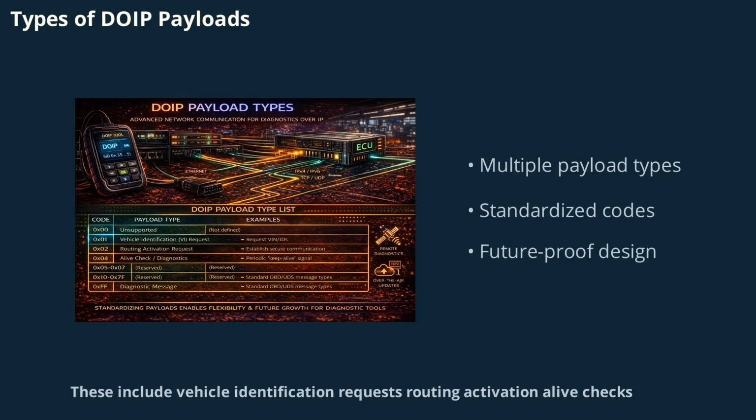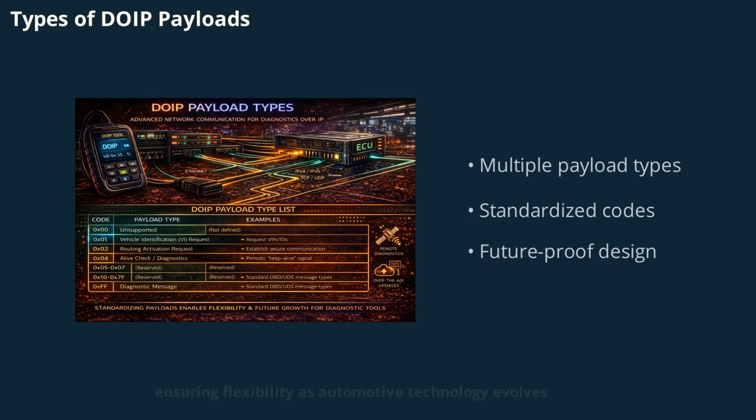DOIP supports a variety of payload types, each identified by a unique code. These include vehicle identification requests, routing activation, alive checks, and diagnostic messages. The protocol reserves specific ranges for future expansion, ensuring flexibility as automotive technology evolves. By standardizing payload types, DOIP simplifies the integration of new diagnostic tools and services across different vehicle platforms.